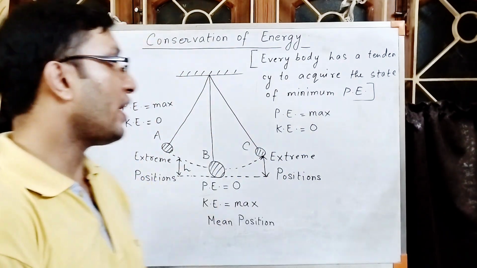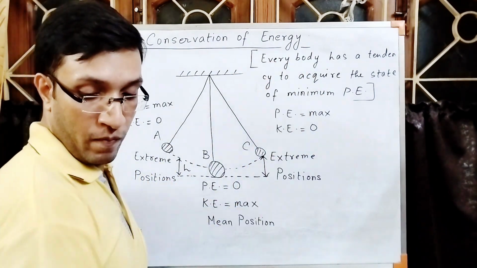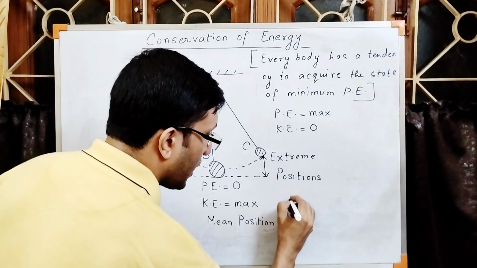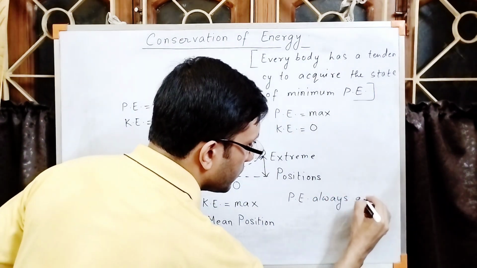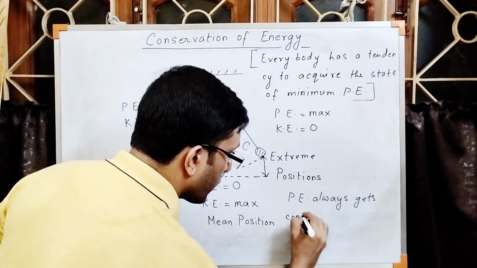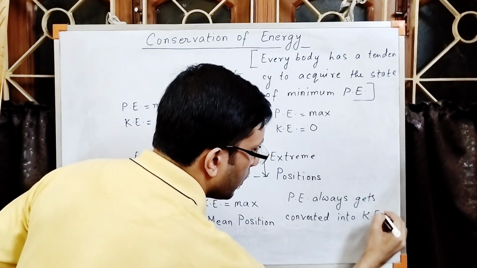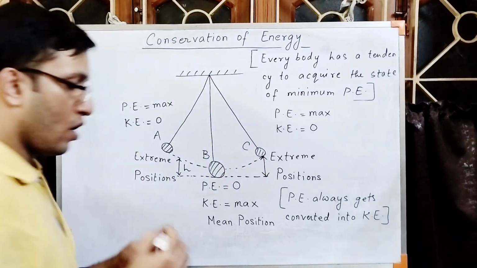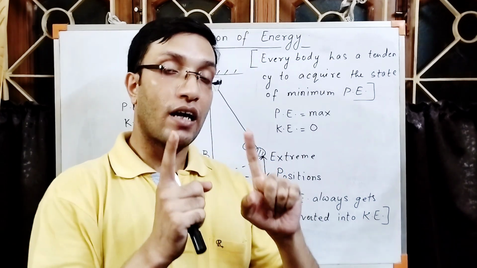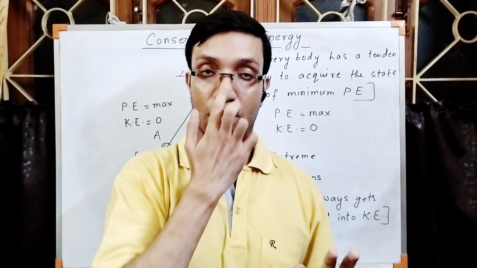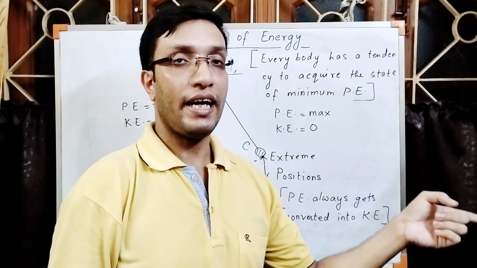Whether it is the case of a free falling body, or it is the case of a pendulum, or it is the case of a spring, for everything this law is valid. And one more thing, potential energy always gets converted into kinetic energy. This is also very, very true: potential energy always gets converted into kinetic energy, and then kinetic energy gets converted into different forms like heat, sound, light, whatever. But potential energy only gets converted into kinetic energy.